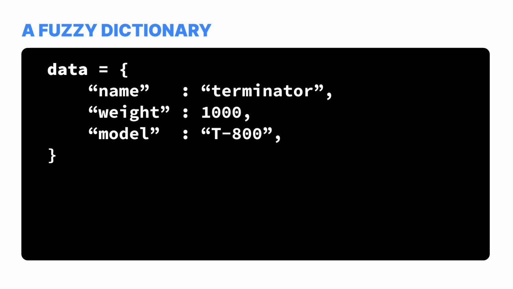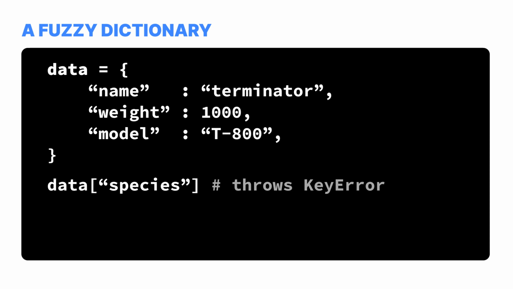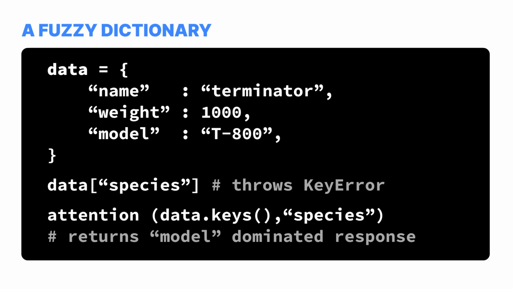Now say I want to index the query species. This would not yield anything but an exception. But if I somehow index it through an attention layer, voila, it would go, aha, model and species are quite similar, so the user must be querying the model. But theory will only get you so far. So let's take this concept into practice.